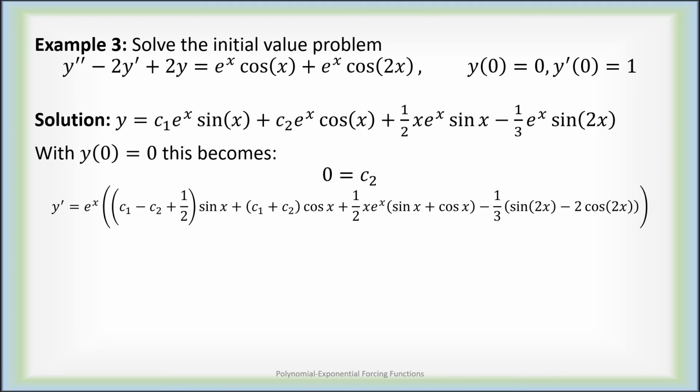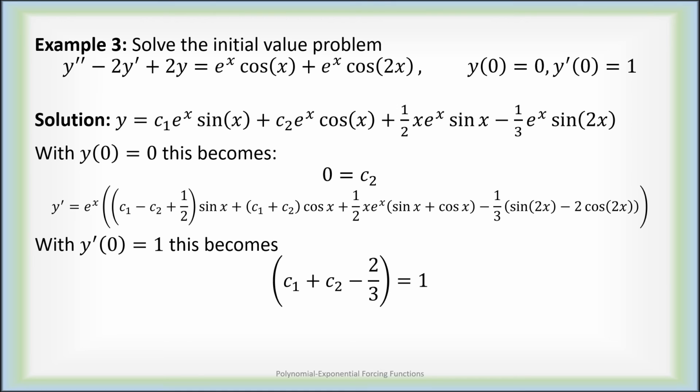Here was what we computed to be the derivative, y prime. And if y prime of 0 is 1, well then, c1 plus c2 minus 2/3 is equal to 1. Again, letting x equal 0 is going to make all of our sine terms vanish. And since c2 is 0, this reduces to c1 being 5/3.